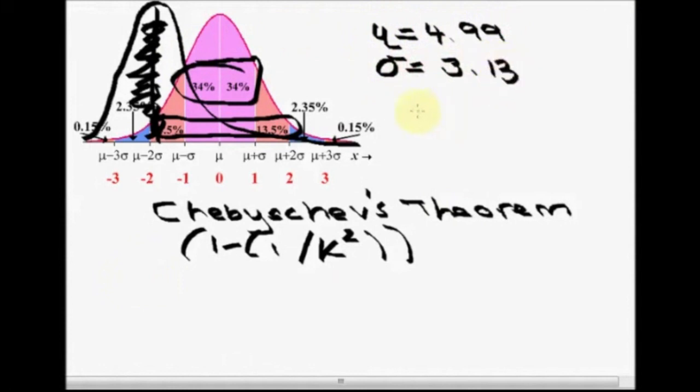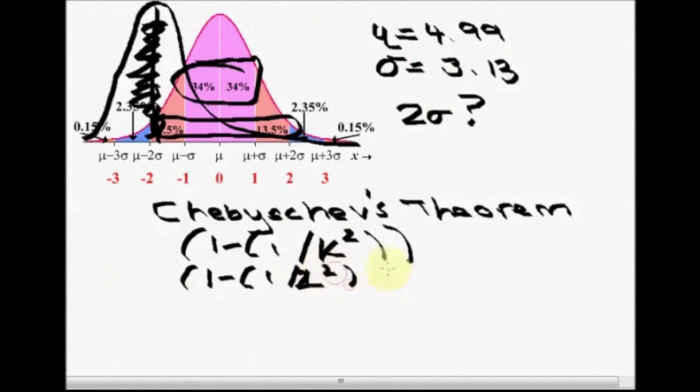And the question is, how many observations would you expect to find within, say, 2 standard deviations from the mean? K in the formula stands for standard deviations. So we want to know how many within 2 standard deviations from the mean. So we're going to go ahead and enter our standard deviation into the formula. Standard deviations of 2.